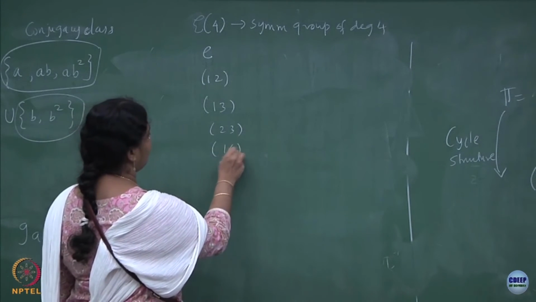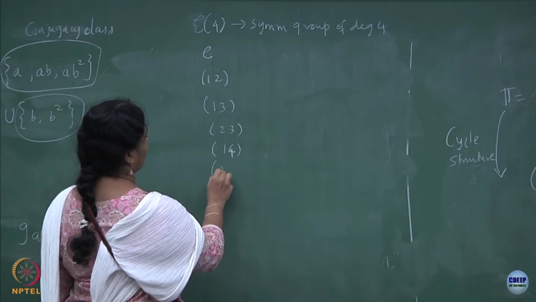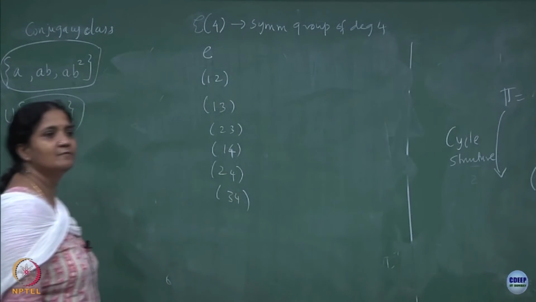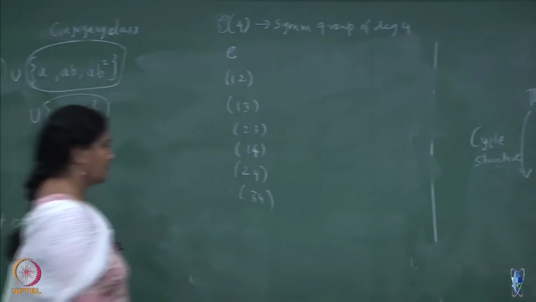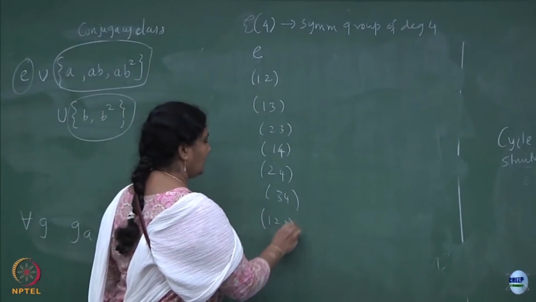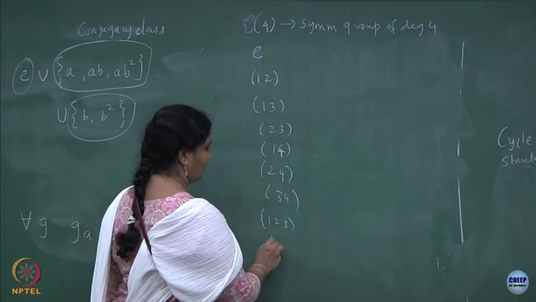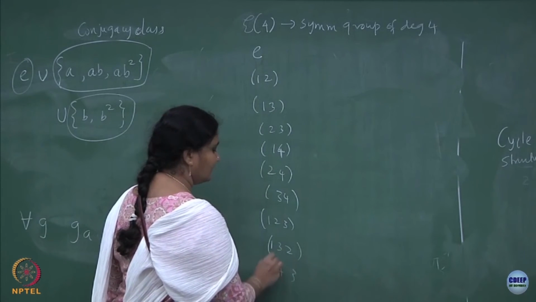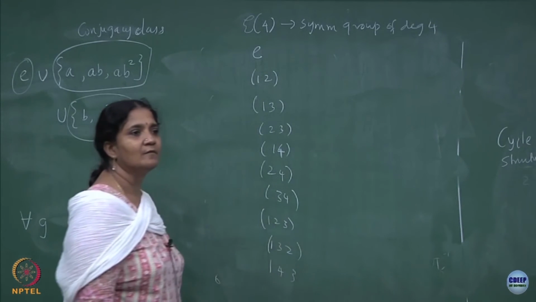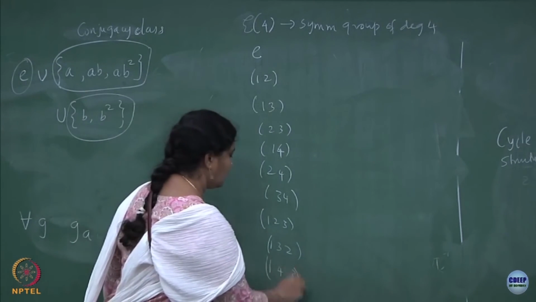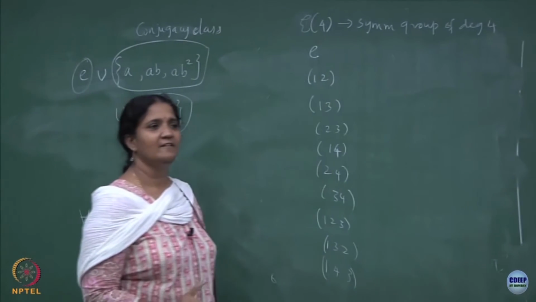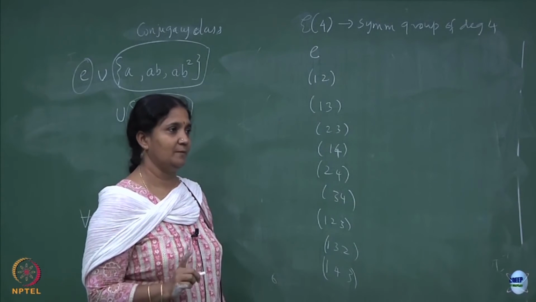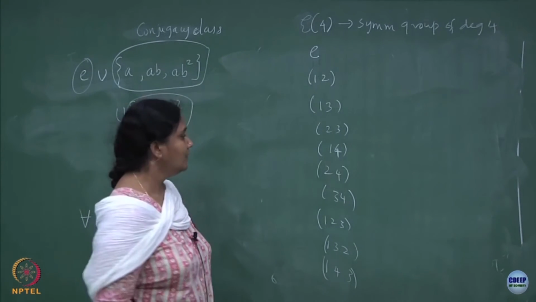You have to help me, otherwise I will. That is the 2 cycles. You can have 1, 2, 3, then 1, 3, 2, 1, 4, 3, you can list out all the possibilities. Okay, I am not writing them. How many will be there totally? 4 factorial, 24 elements. Okay.